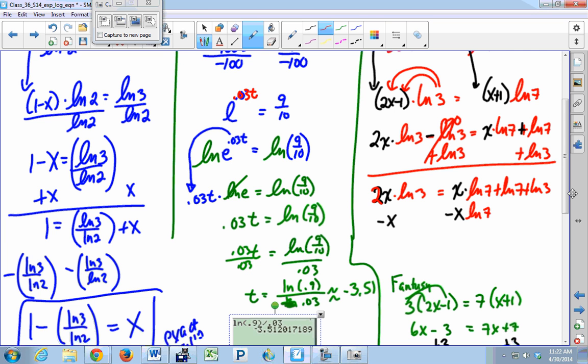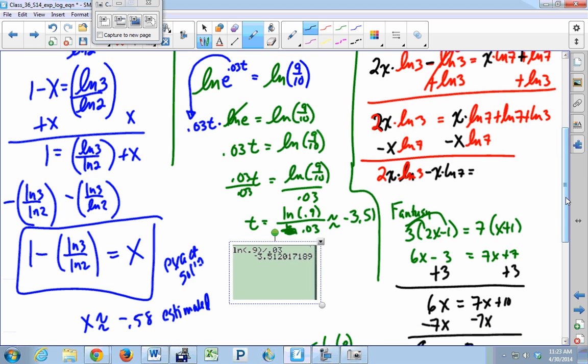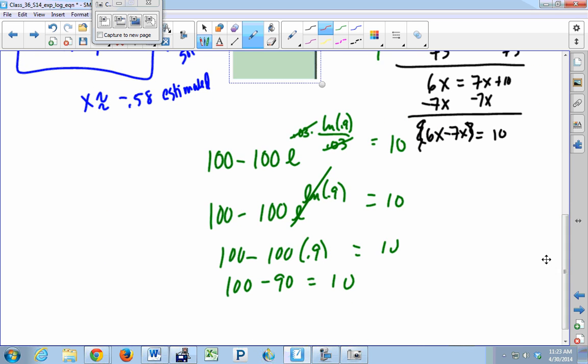They both have the variable x in them. Okay, so what do I have on the left side? I have 2 times x times natural log of 3. Keep that in red. Take away x times the natural log of 7. And that all equals what? Natural log of 7 on the other side plus natural log of 3. Yeah, it looks really complicated, but again, they're all just a bunch of constants. So what would I do here?